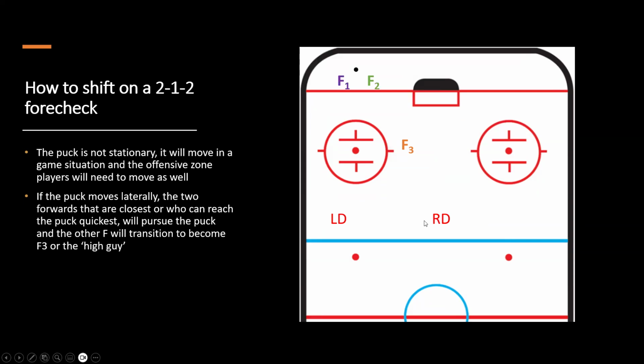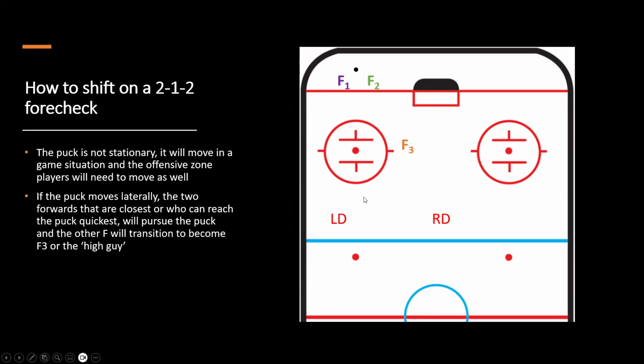So let's talk about how we shift on a 2-1-2. We know that the puck is not stationary. It's going to move in a game situation, and the offensive zone players are going to need to move as well so that we keep pressure on the puck while also making sure that it's not easy for the opposition to break out of their own zone. If the puck moves laterally, the two forwards that are closest or who can reach the puck quickest will pursue that puck, and the other forward will transition to become the F3 or the high guy.